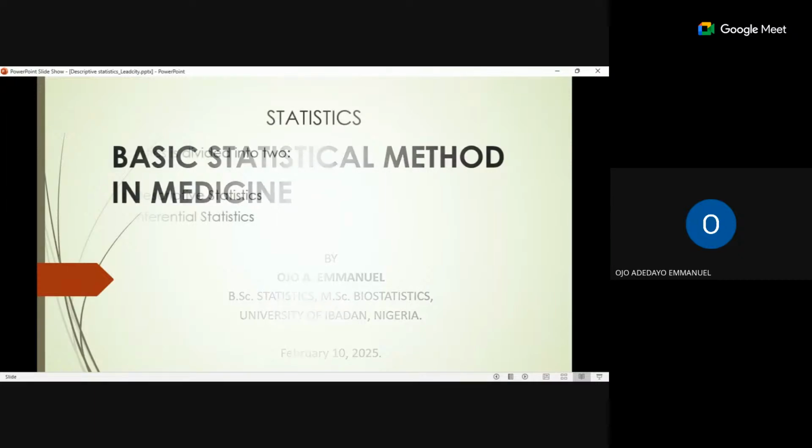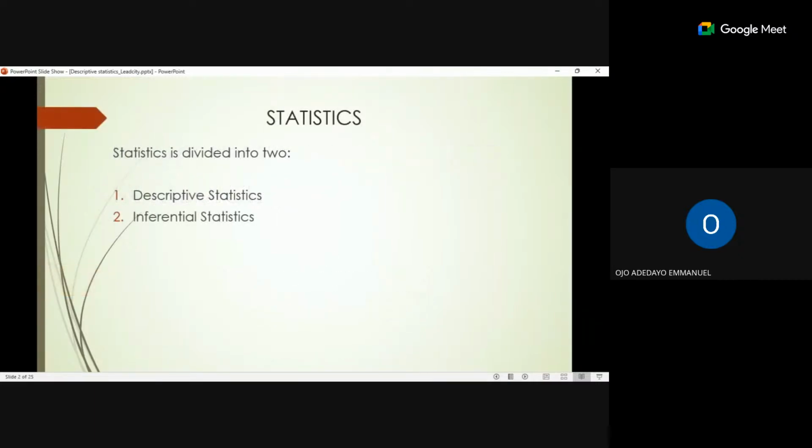Let's move. The first thing that we have to understand is that statistics is divided into two. We have descriptive statistics, and then we have inferential statistics.